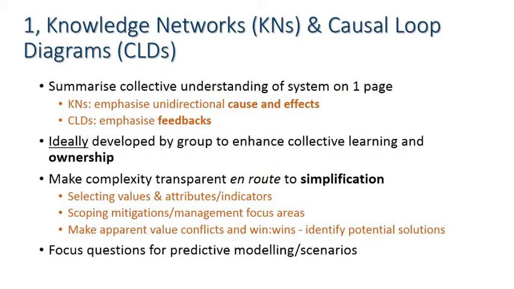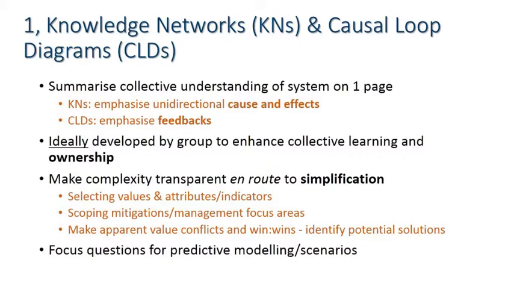So first of all, looking at these knowledge networks, causal loop diagrams, what they are is ways of summarising collective understanding of the system on one page. So we know we're dealing with complex systems. If we write a whole lot of text around it, it's like writing a book. So how can we put this on one page?